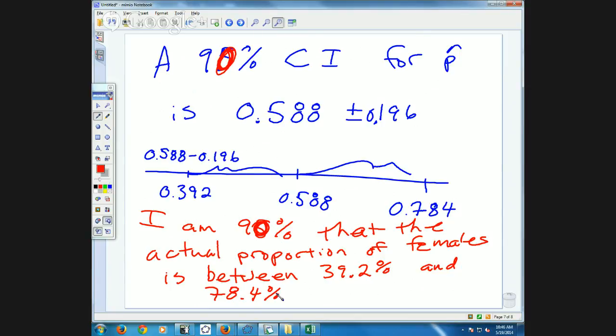Well, Bob, what it means is that if I did a whole bunch of other samples of 17 people in the same way, about 90% of them would actually have the real population percentage in there. And about 10% of them would miss it.